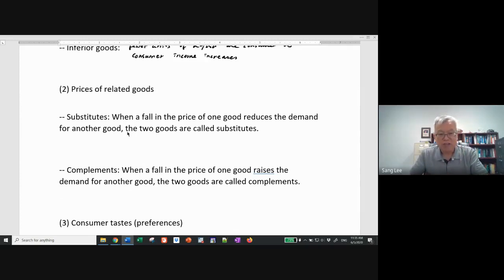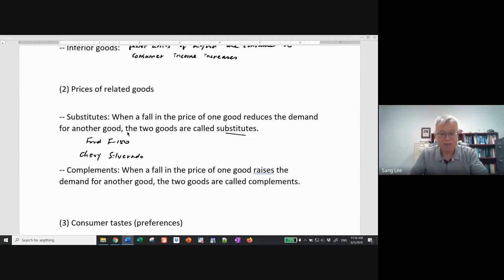When a fall in the price of one good reduces the demand for another good, the two goods are called substitutes. For example, let's say the Ford F-150 and the Chevy Silverado, two of the most popular trucks. Say the Ford F-150 and Chevy Silverado are in competition. One can be used in place of the other, so they are substitutes.